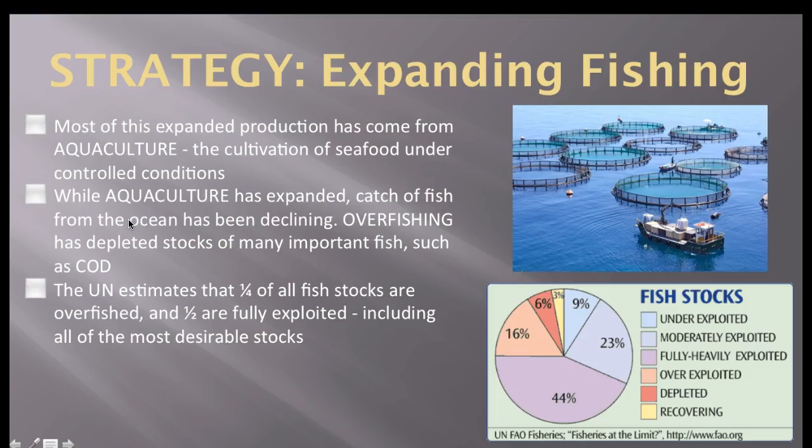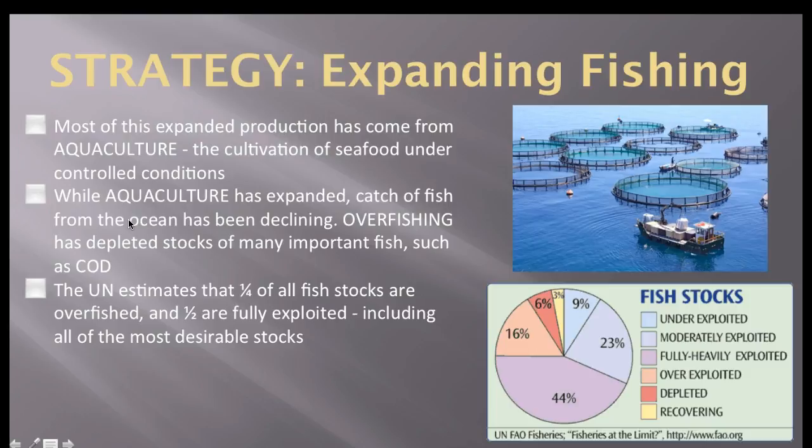So the expansion of fishing, or seafood, is through the system of aquaculture, which is simply farming of fish. So you're farming the fish. They're not wild. They're either in controlled environments, or they might even be on land in tanks, so they're farmed fish, if you will. This has expanded really fast over the last few decades.